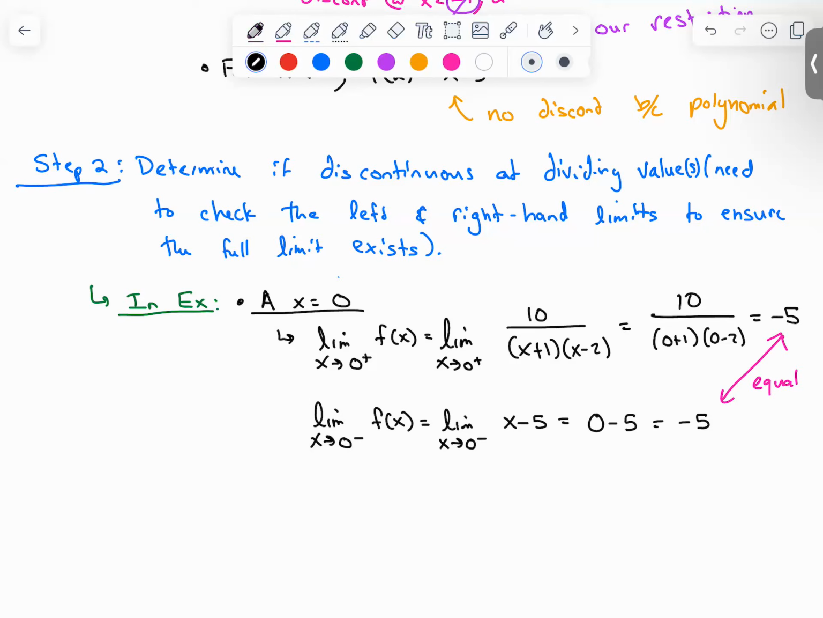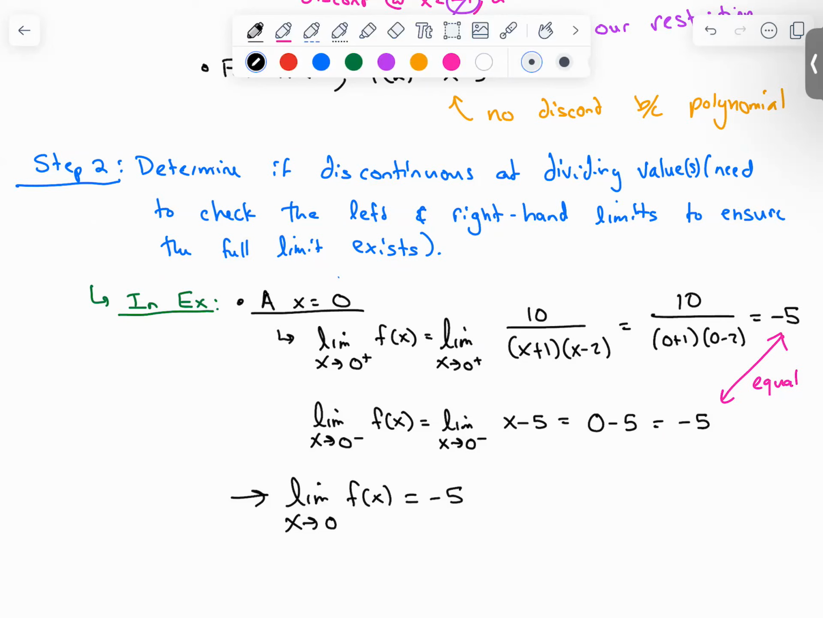Sorry to keep you a little bit late. We'll finish off next time, but I want to write down the last bit of this part, okay? So this means that the limit as x approaches 0 of f of x is equal to negative 5, because the left and the right-hand limits agree. Remember, your full limit exists if and only if your left and your right-hand limit equal the same thing.